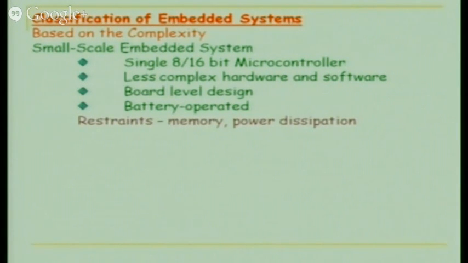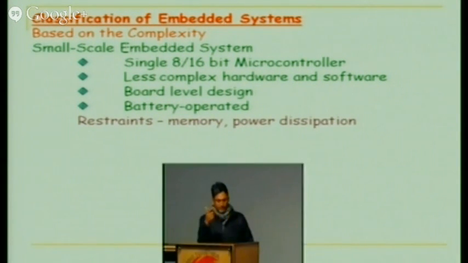And the restraints here are because you cannot go beyond some limitations. For example, memory. Let's say I cannot go beyond 64K or 32K or 128K. So when there are restraints like memory restraint or power dissipation, these are all the characteristics of the small scale ES.